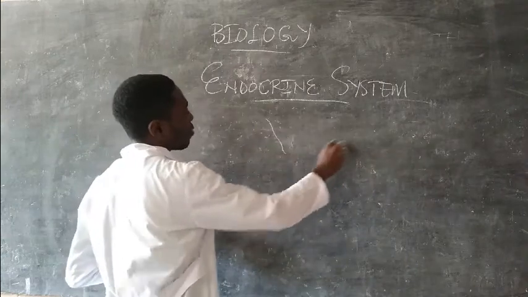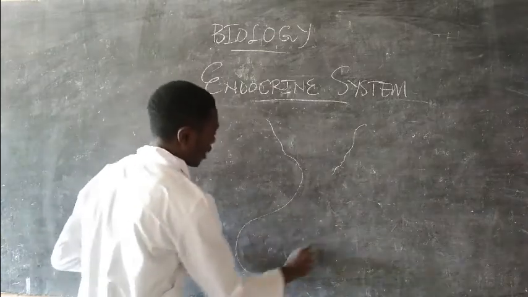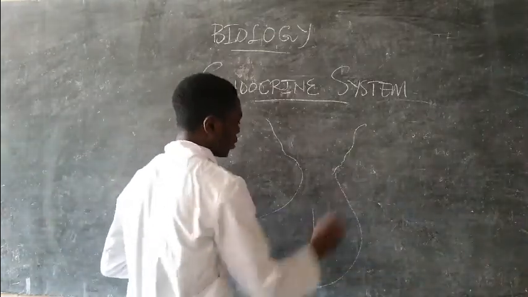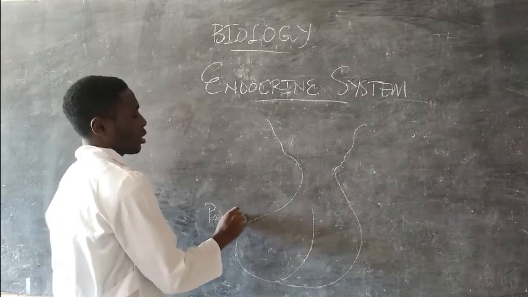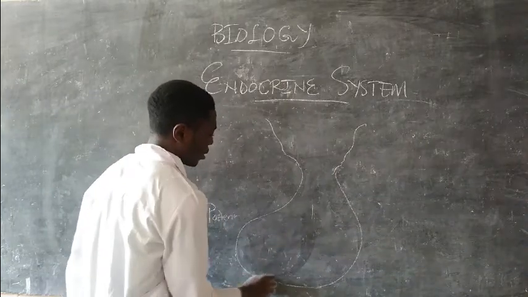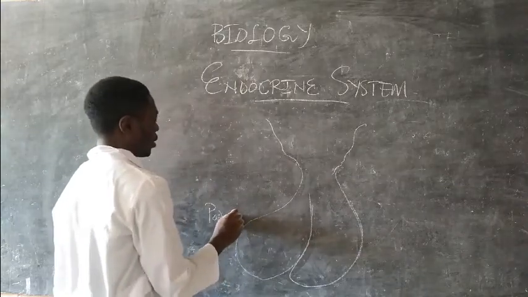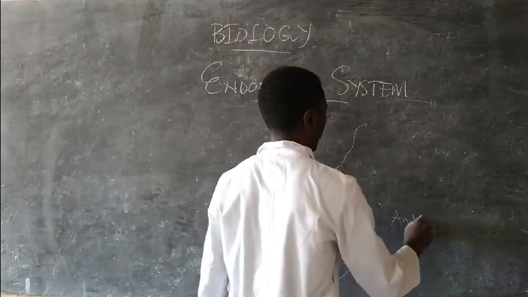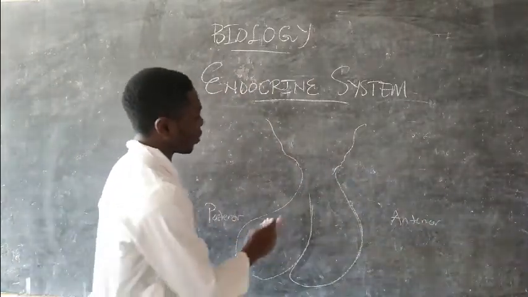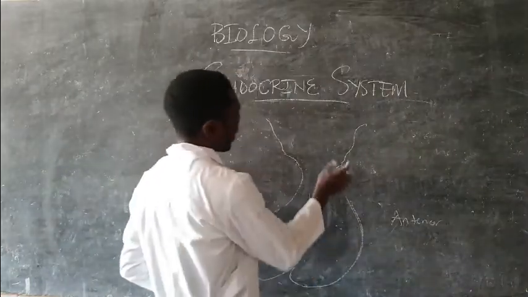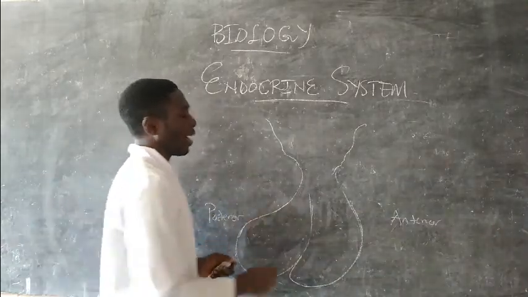So here, if I have my hypothalamus, it is going to have something like this. Now let's consider this to be posterior and this to be anterior. So we have the hypothalamus, and the pituitary gland is connected together with the hypothalamus. It's actually divided into two. It has a posterior lobe and an anterior lobe.